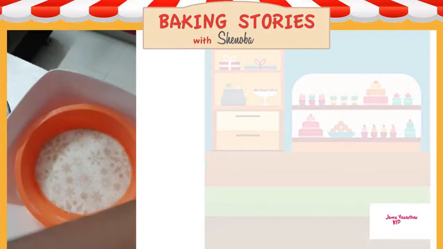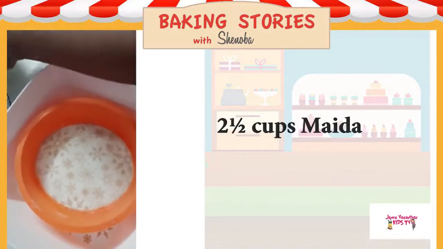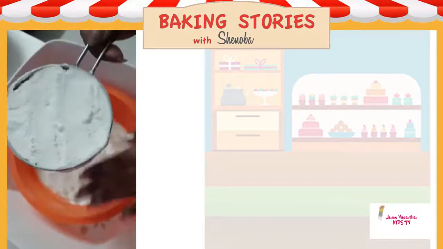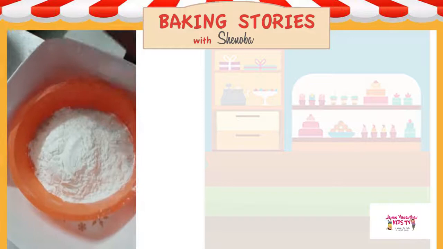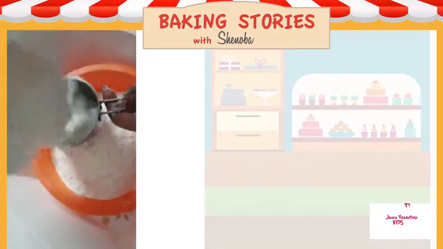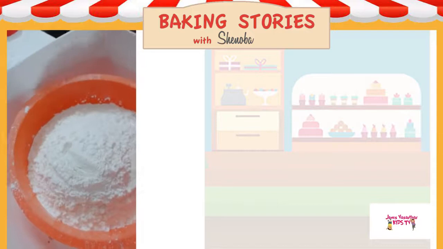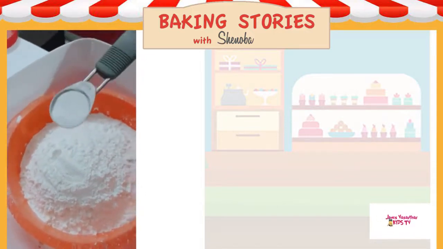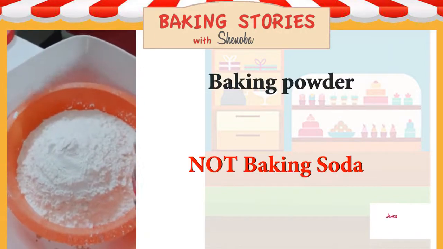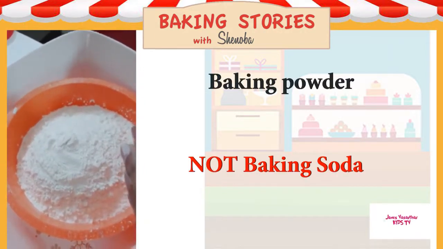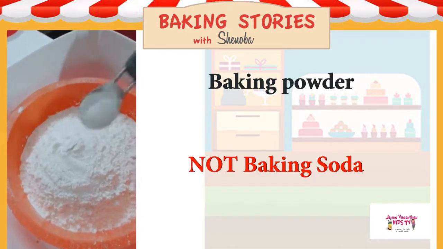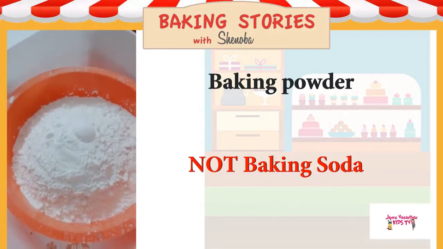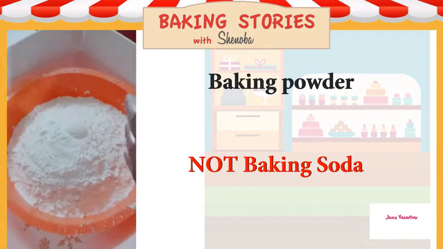For the dry ingredients we need 2.5 cups of maida. When we measure the maida, make sure it's level and fully packed. This needs 2 and 1/4 teaspoons of baking powder. This is not baking soda. For banana cake you use baking soda, but this one is baking powder. So I put 2 teaspoons and 1/4 teaspoon. This is your 1/4 teaspoon, it's a smaller one.